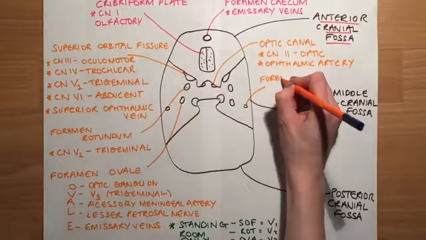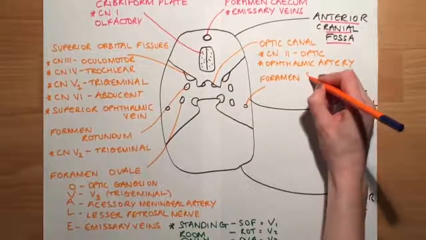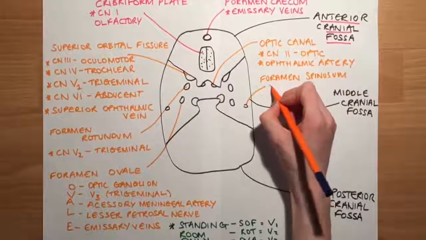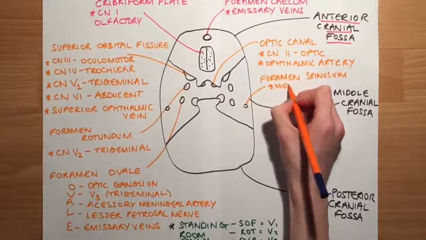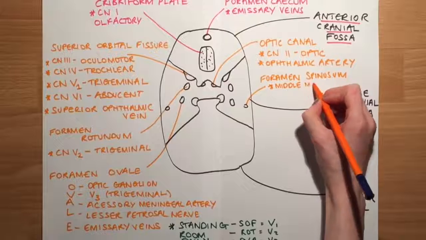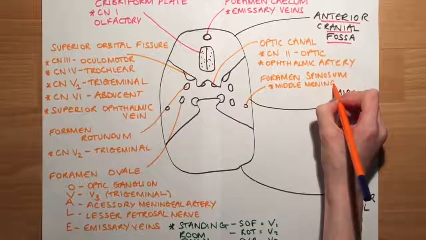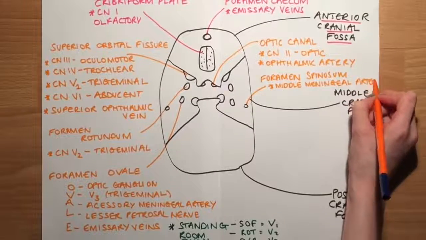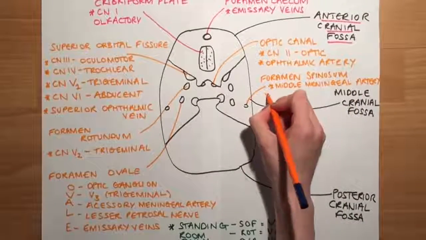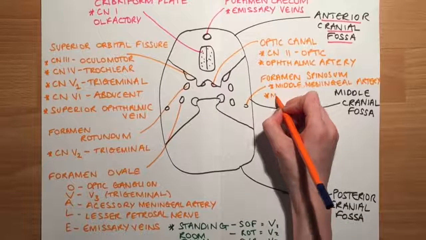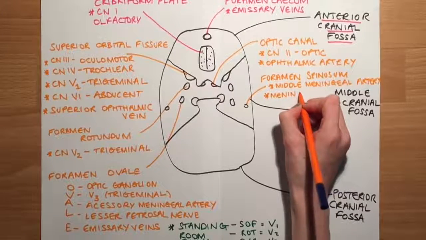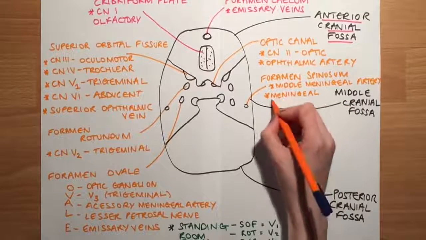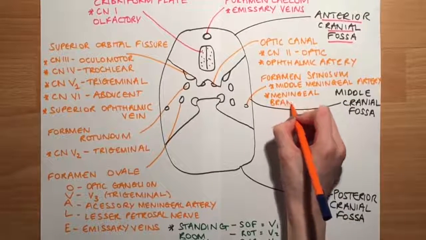Next, we're going to talk about the foramen spinosum. Now, the foramen spinosum is found more lateral than the other foramina of the middle cranial fossa, and it transmits the middle meningeal artery, which is a branch of the maxillary artery. And it also transmits the meningeal branch of the third division of the trigeminal nerve, so the mandibular division of cranial nerve 5.